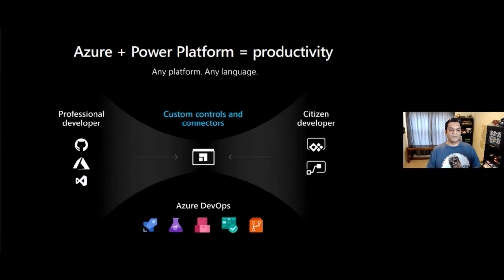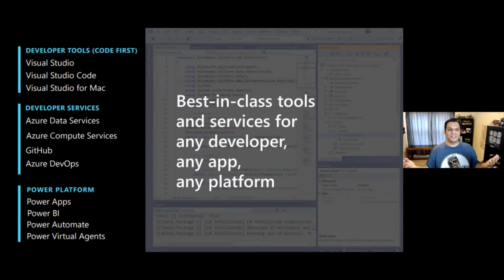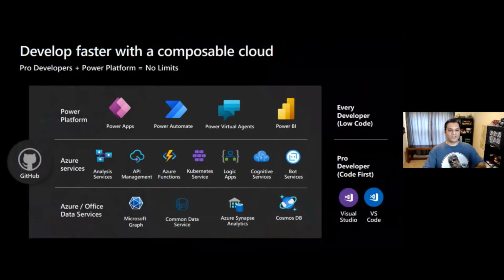The beauty of the integration piece is that citizen developers and professional developers can collaborate together, because a professional developer can put in connectors which the citizen developer can use. And then best-in-class tools and services caught my attention, because depending on who the developer is, they can use different types of tools, and all of those tools and services are at your disposal. This is something I really like: it shows the different layers of how the pro developers versus the Power Platform makers and users can use all this flexibility and components.